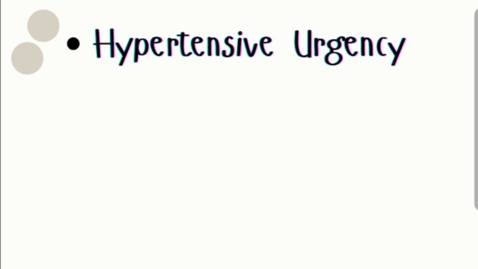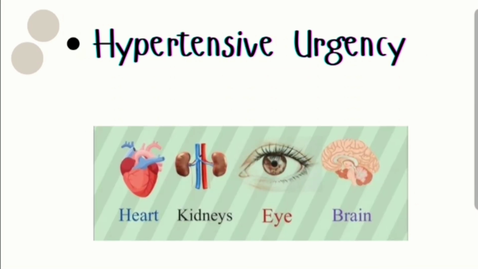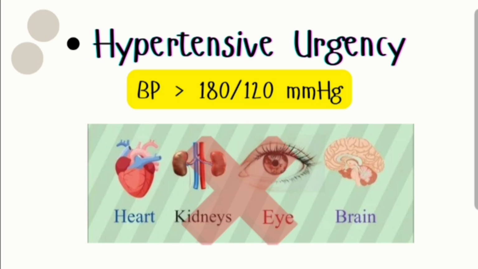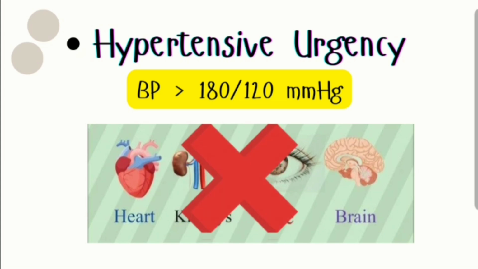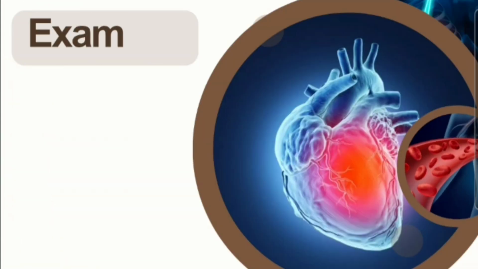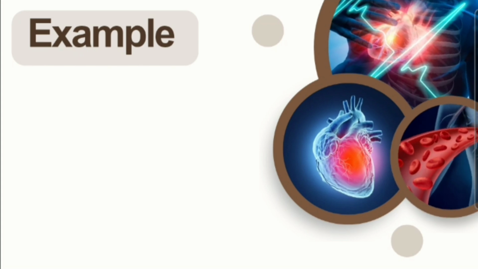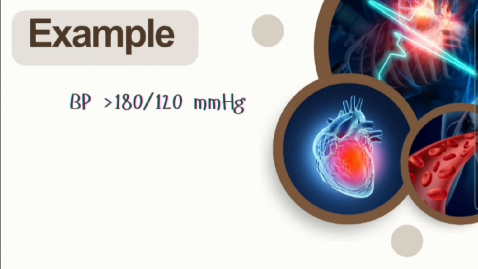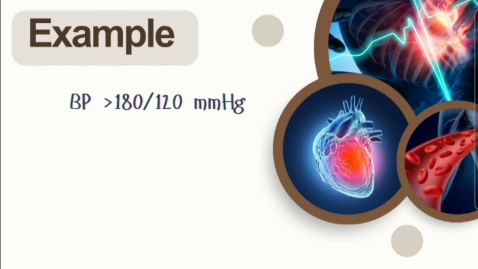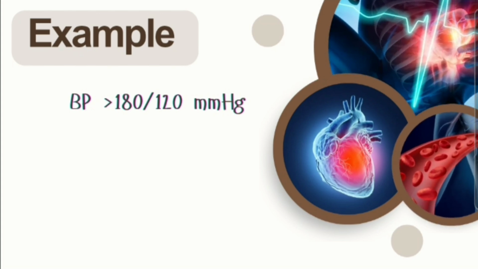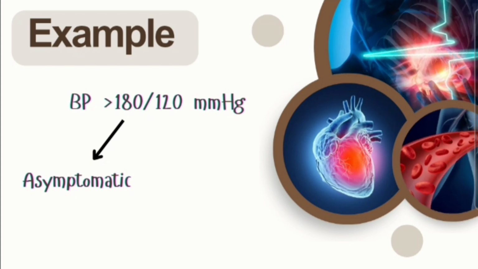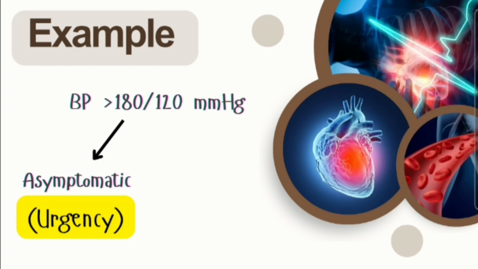While in hypertensive urgency, blood pressure is the same, like more than 180 by 120 millimeter of mercury, but there is no evidence of end organ damage. Let me explain this with an example. In hypertensive urgency, blood pressure may be elevated to more than 180 by 120 millimeter of mercury, but patient is asymptomatic. This is hypertensive urgency.